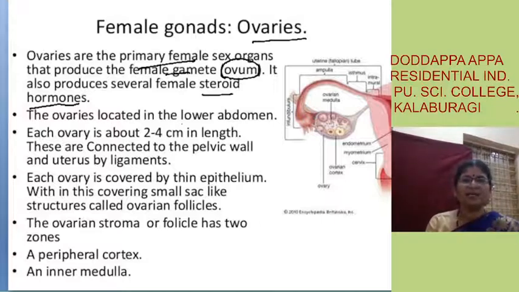The ovaries are located in the lower abdomen. A position you have to know. I did not take the woman diagram; a girl diagram I would have taken. It is located in the lower abdomen.